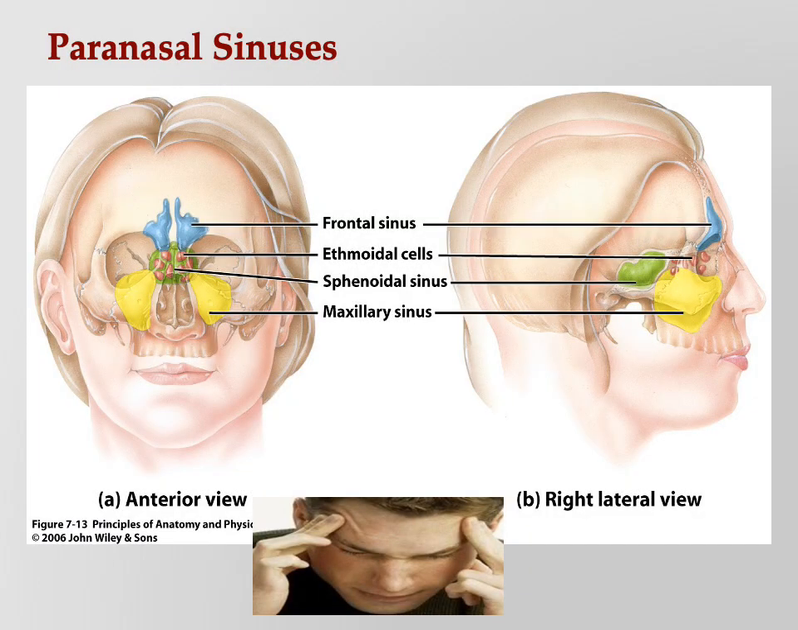Let's take a look at the paranasal sinuses. Paranasal, meaning they're around the nose area, all right? So there are 4 paranasal sinuses: the frontal sinus, the ethmoidal sinus, the sphenoidal sinus, and the maxillary sinus.